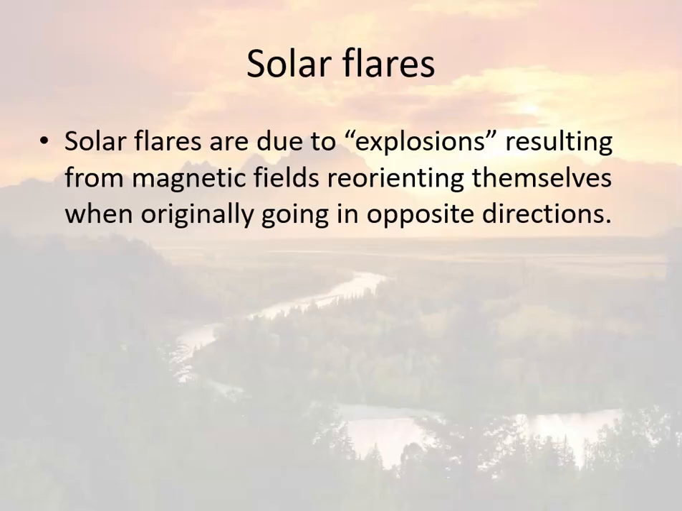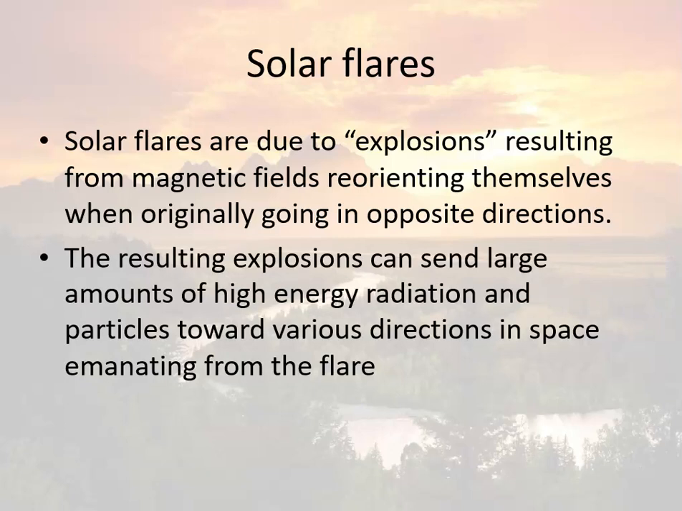Now, as pretty as aurorae can be, the things that can sometimes cause enhanced aurorae, things like solar flares and coronal mass ejections, can also be relatively disruptive for Earth. So solar flares are the first of these phenomena. Solar flares are due to what you could call explosions that occur when magnetic fields near our sun's surface reorient themselves when they're originally going in opposite directions. We call these magnetic reconnection events. We're going to talk about these in a little more detail shortly.